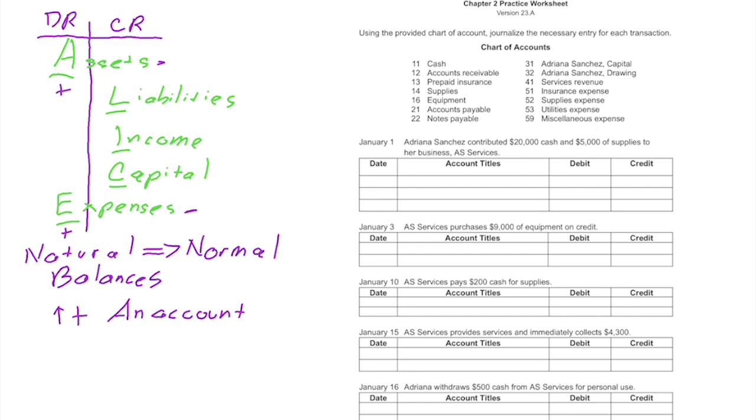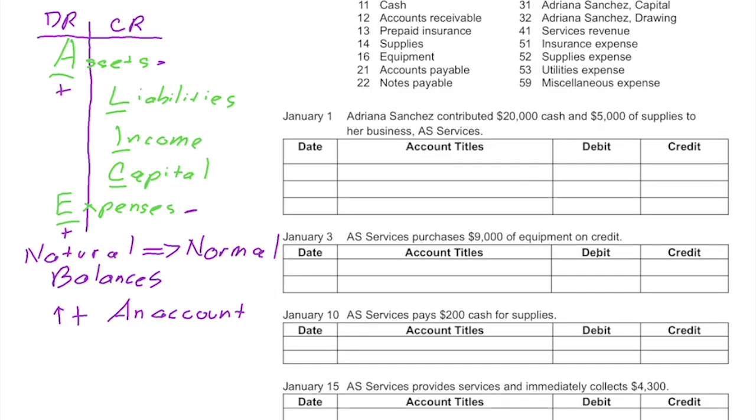All right, now we've got the basic idea of how we're going to evaluate each one. Let's jump into creating the journal entries themselves. So our first one here: Adriana contributed $20,000 in cash and $5,000 of supplies to her business, AS Services. So the first step, evaluate what happened.